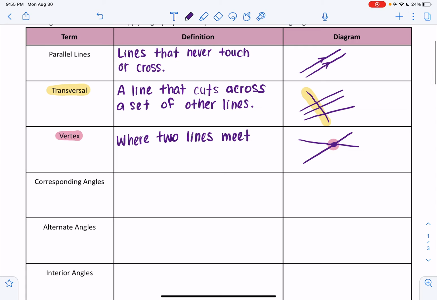Now the next three are very, very important and will help us in our examples later on. So the first are what are called corresponding angles. So these are angles that are on the same quadrant of transversal lines. So we'll write that out and then I'll give you a better idea of what that means with a picture. So these are angles on the same quadrant of transverse lines.